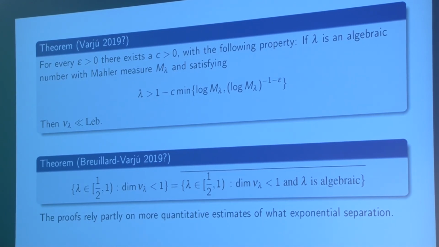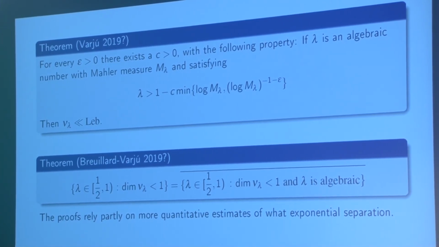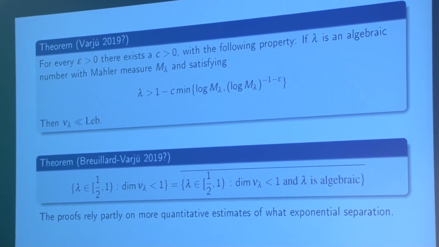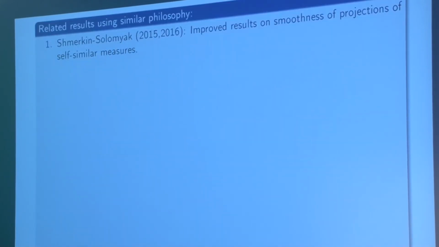They are based on quantitative estimates on what exponential separation gives you in terms of the entropy of finite approximations of these measures. And there's some number theoretic input and other very clever arguments. So I won't go into that.